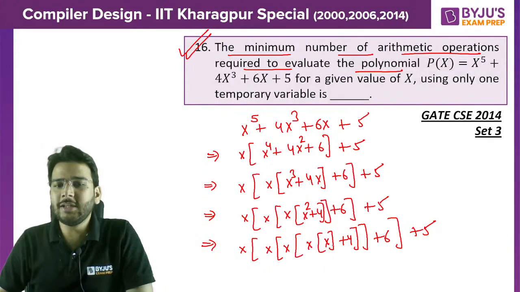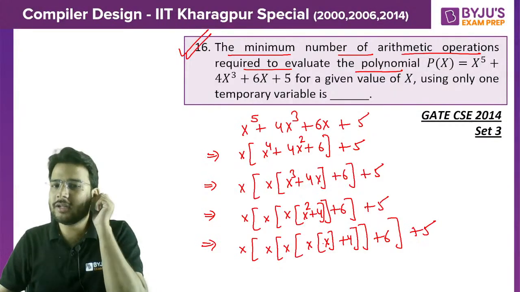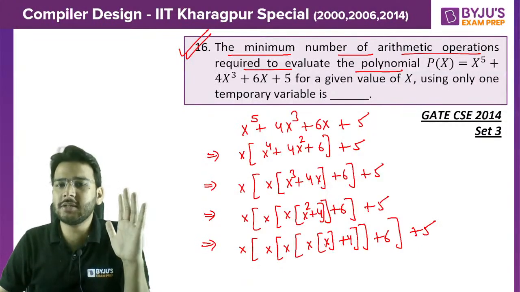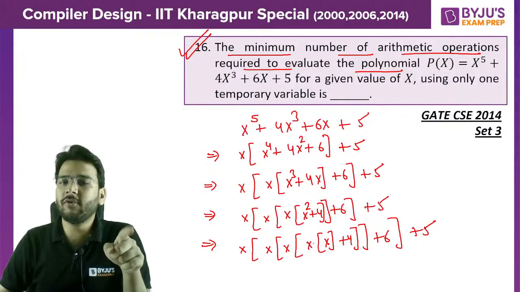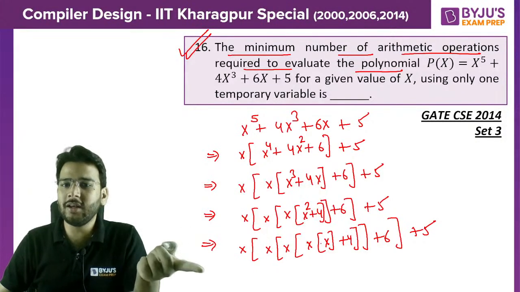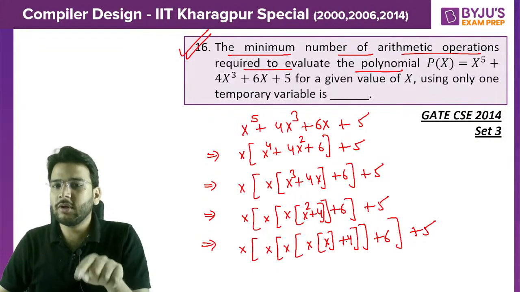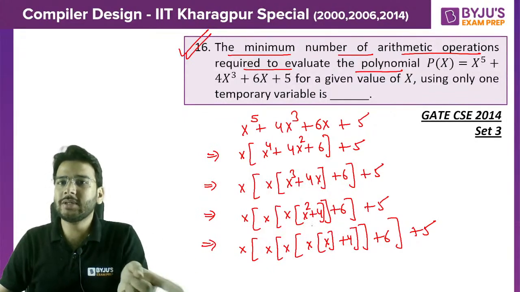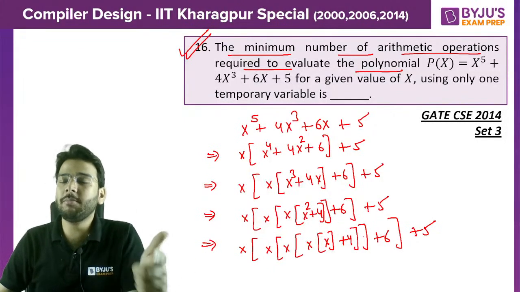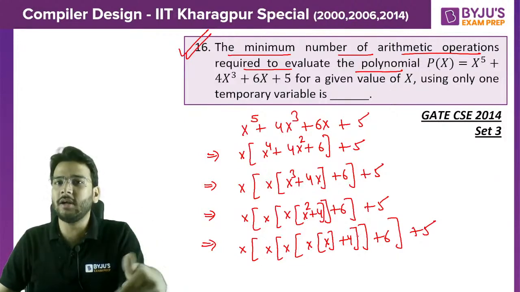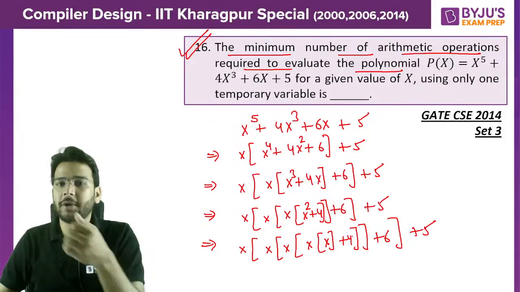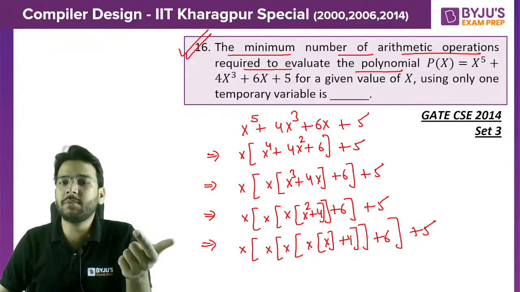Now I can consider this x as one temporary variable. Then we can perform x into x, and then you can store again in x. Then you can perform plus 4, then into x, then into x, then plus 6, right? So in one temporary variable, we are going to store the result as soon as we are performing the operations. Clear? So only one temporary variable we need.